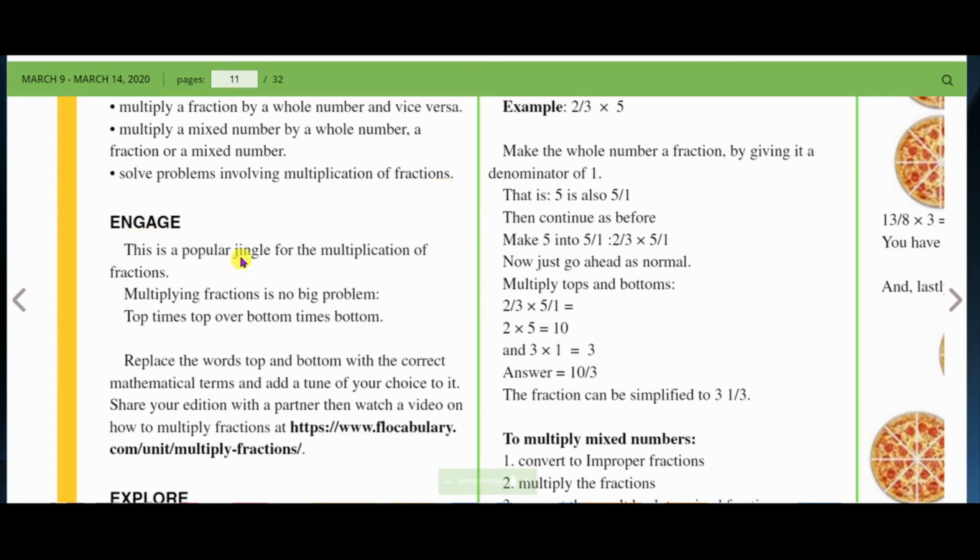Engage. This is a popular jingle for the multiplication of fractions.